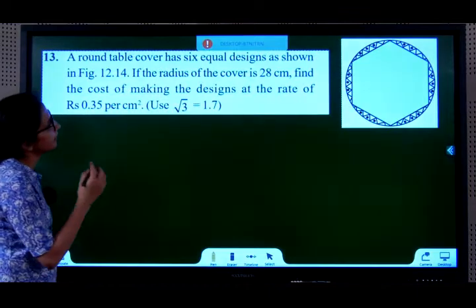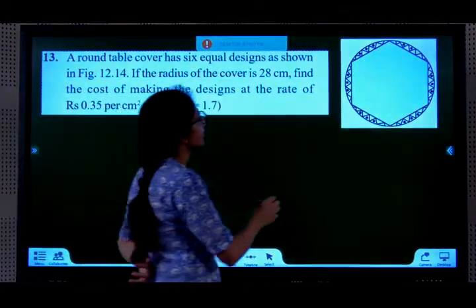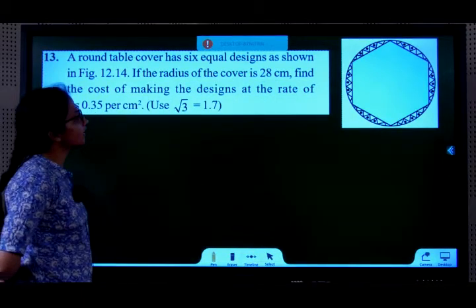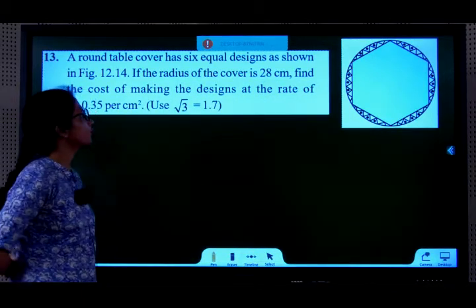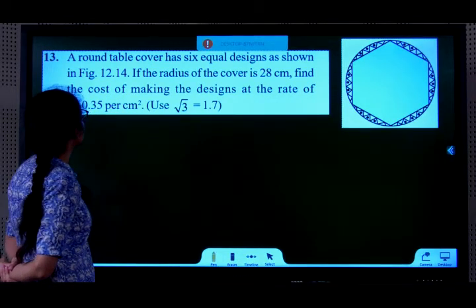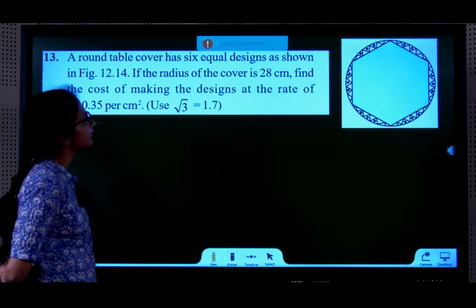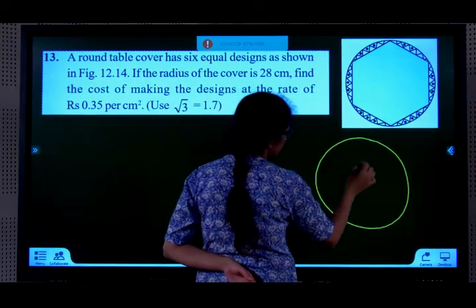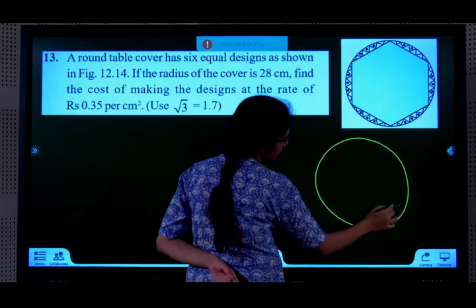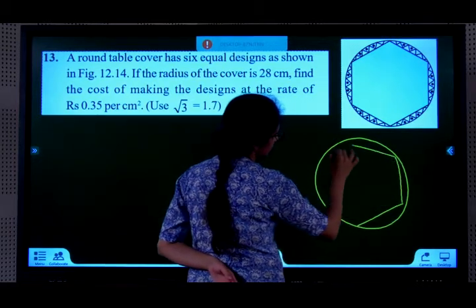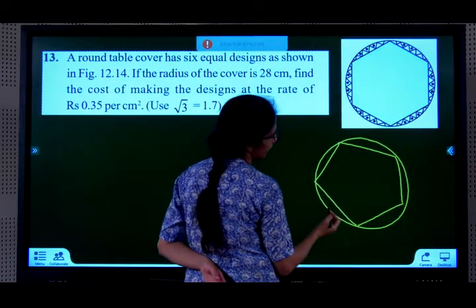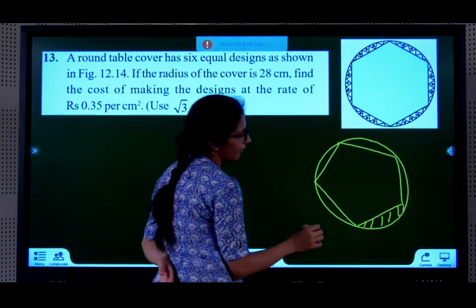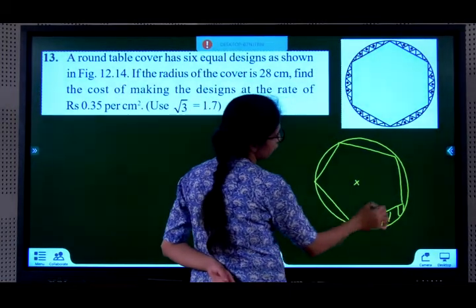A round table cover has 6 equal designs as shown. See, 1, 2, 3, 4, 5, 6. If the radius of the cover is 28 centimeter, find the cost of making the design at the rate of rupees 0.35 per centimeter square. Redrawing this circle. So basically, there are 6 such sectors, 6 such segments. They want to find the cost of making this design.